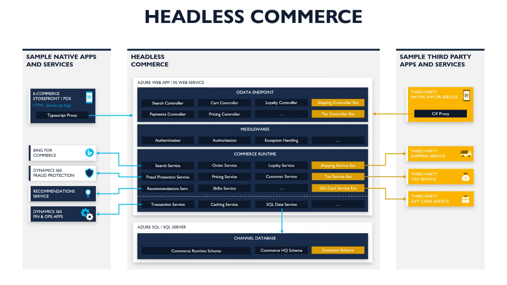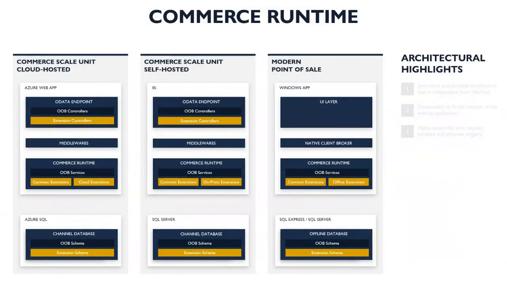Okay, to summarize, it contains two main components. One is the OData endpoints, which exposes all the business logic. Two is the commerce runtime, which contains all the business logic. And both of these are customizable to suit your business need. Okay. So then I'll talk a little bit about how you can customize the CRT and retail server, and then how it's going to get deployed to different topologies. And then at the end I will quickly show a demo of this.